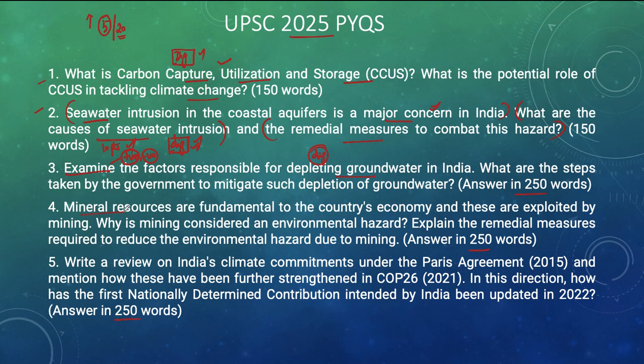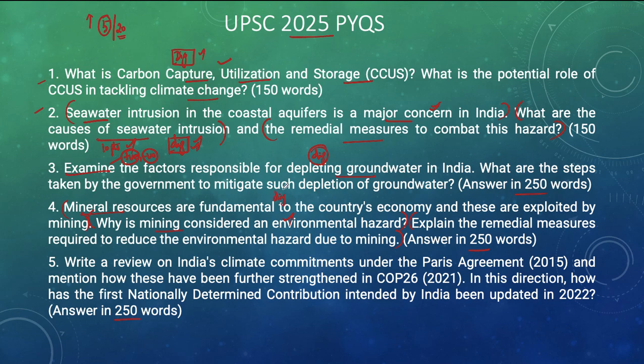Coming to the fourth question: mineral resources are fundamental to the country's economy and these are exploited by mining. Why is mining considered an environmental hazard? Explain the remedial measures required to reduce the environmental hazard due to mining. Overall, students, there are three major segments, but two being the prominent theme. That is, you need to talk about mining as an environmental hazard. So, what are the various negative implications it's creating? And you need to talk about the remedial measures also.